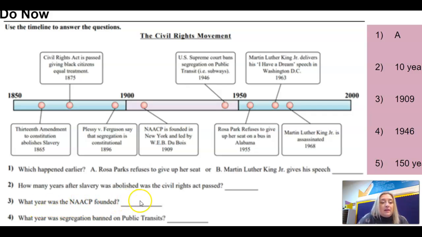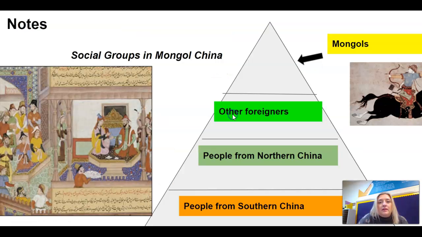What year was the NAACP founded? That's going to be in 1909. What year was segregation banned on public transits? That's going to be 1946. And then number 5, what is the span? It's 1850 to 2000. So you would just subtract 1850 from 2000 and you would have your answer.